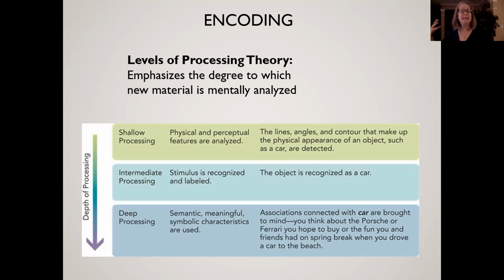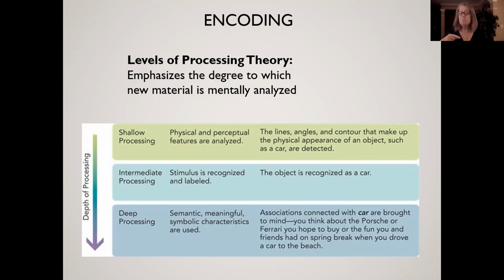Say I say the letters B, E, D. If you're hearing it, shallow processing would be identifying whether that was a man's voice or a woman's voice, how loud they were talking, and what the letters sounded like. So it's the sound or the touch or the taste or the smell, or in this case the way the letters look, if we're talking about visual processing.